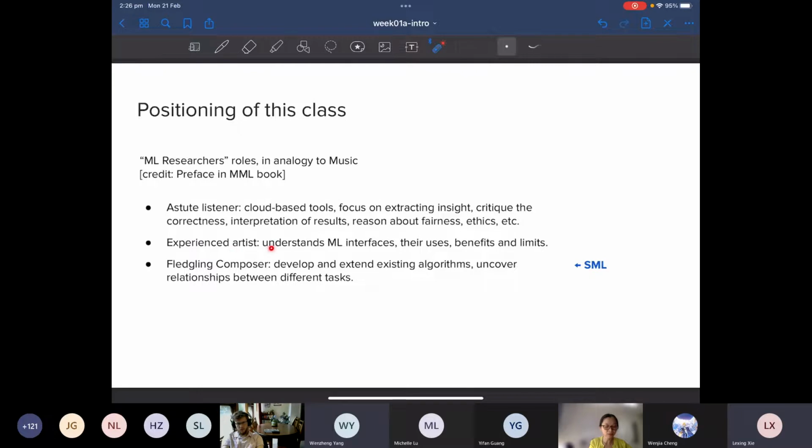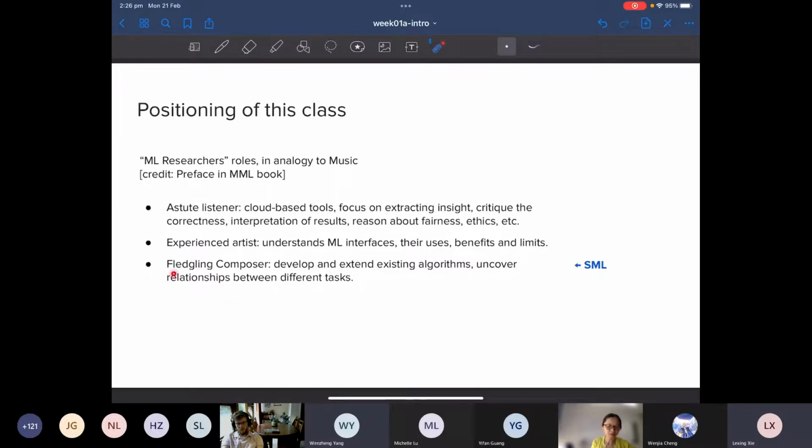The next level is experienced artists, who understand machine learning interfaces, their uses, and limits. One could argue that many other classes on offer are at this level. For example, the famous Andrew Ng online machine learning class gets you a start towards it. It's sort of a quick intro. It only stops at, I think, SVM and linear classification and regression, but it's in that positioning.